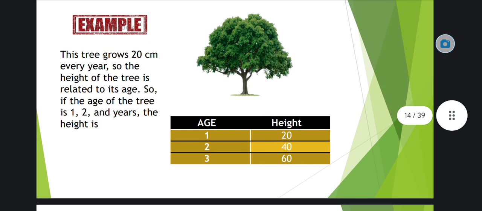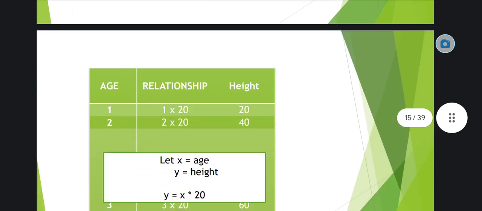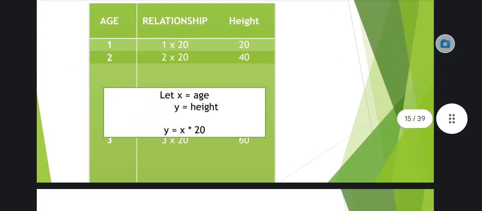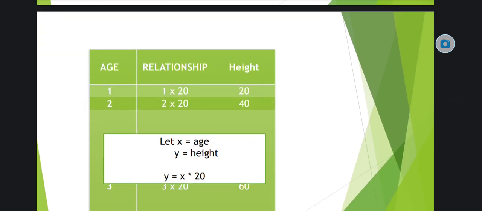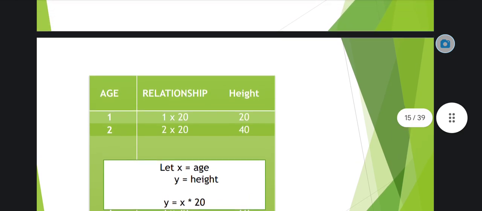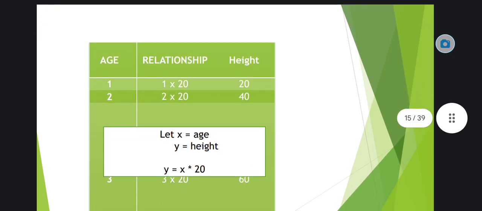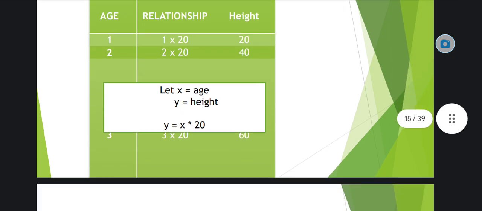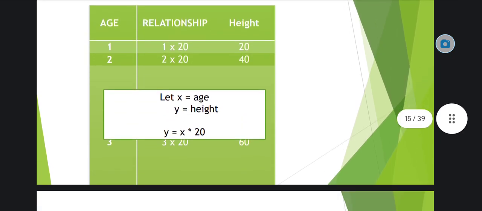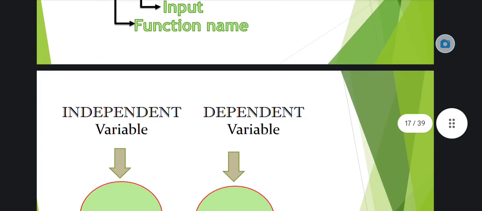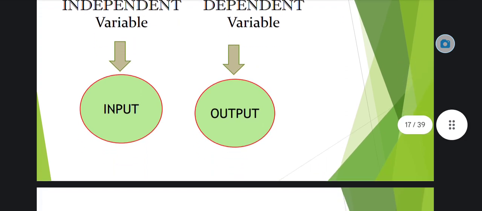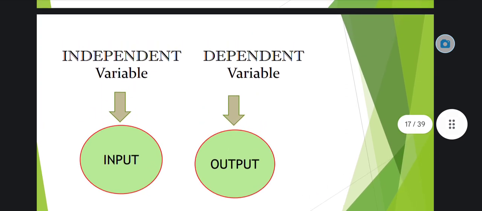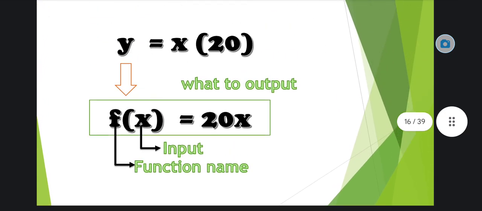Okay, this one. We have here a relationship. So, all functions are relations, but not all relations are functions. Okay? So, we have here your X is independent. It can stand alone. However, your Y is dependent.